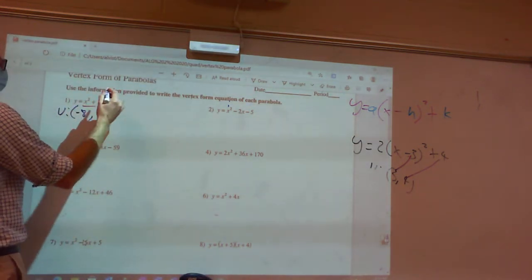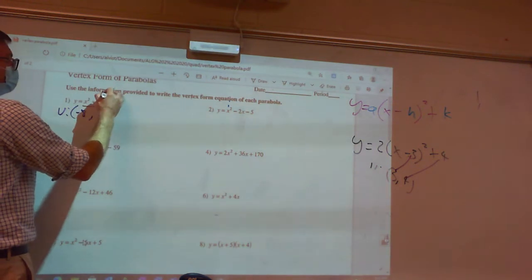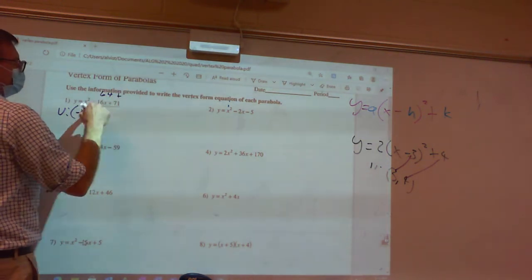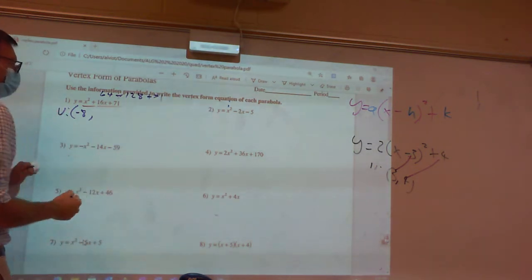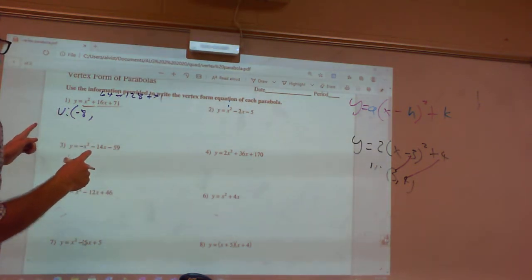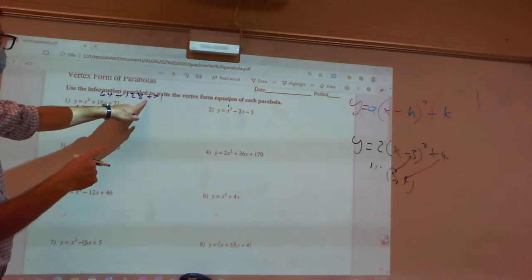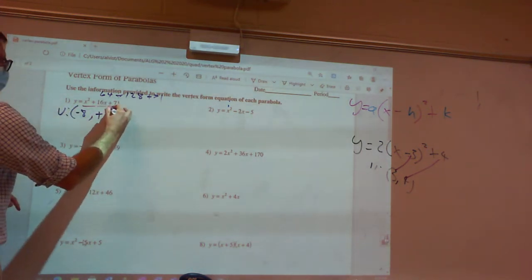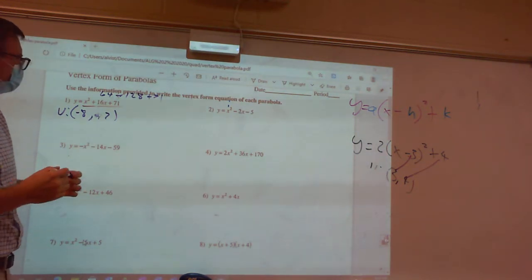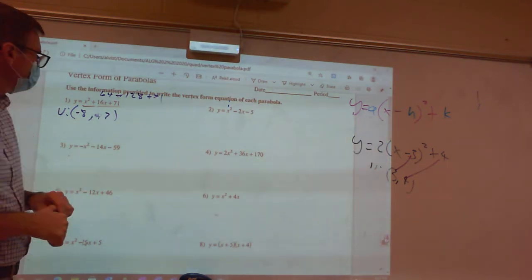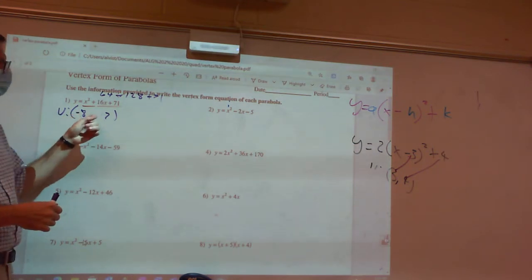So let's see. Plug that in. That's going to give me 64 plus, actually it'll give me a minus 128 plus 71. And where's that off from 64? 7. Is that a plus 7? Yeah, I think that's a plus. So we found our vertex is negative 8, 7.